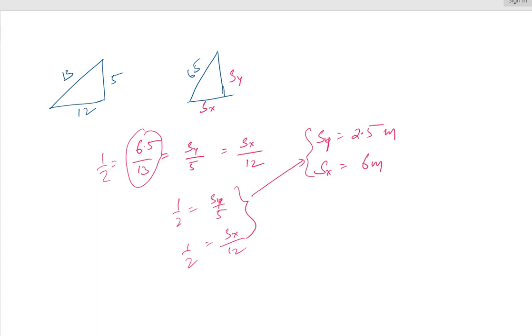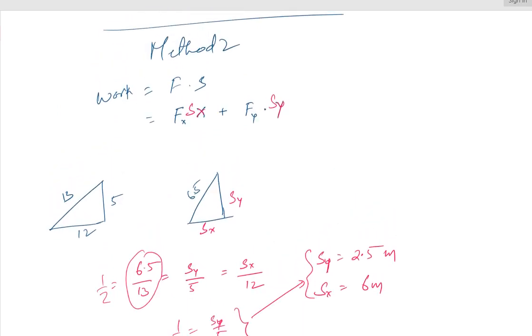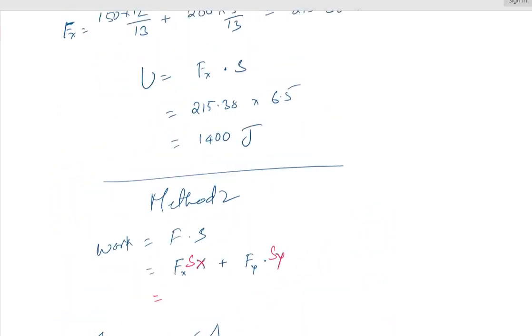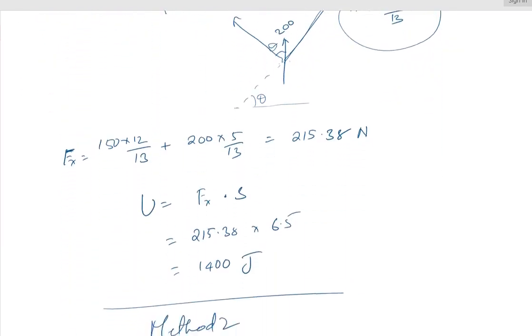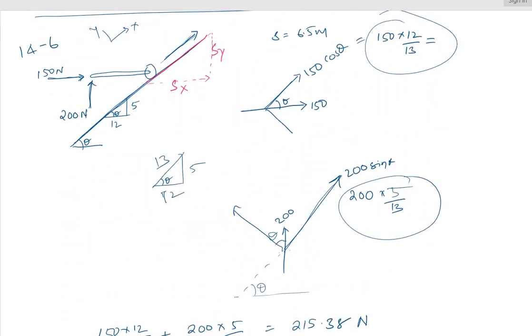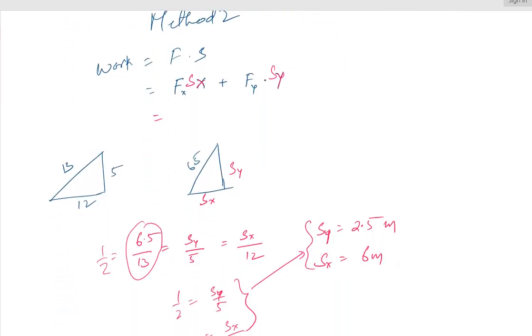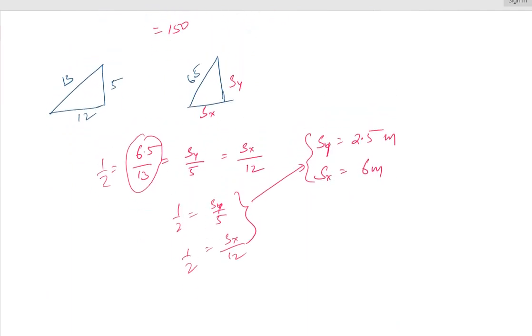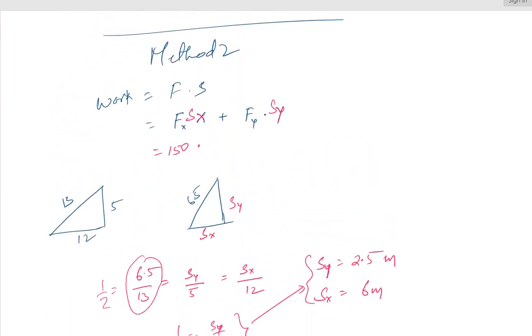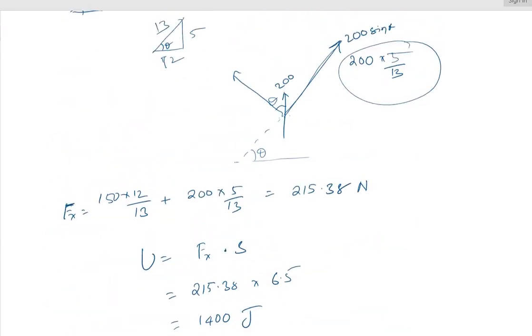Okay, so we know Sy, Sx. Go back and put here, we know Fx, Fy. So what do we get? 150 times 6 plus 200 times 2.5, that also comes to 1400 joules. Okay, so you can follow either way.